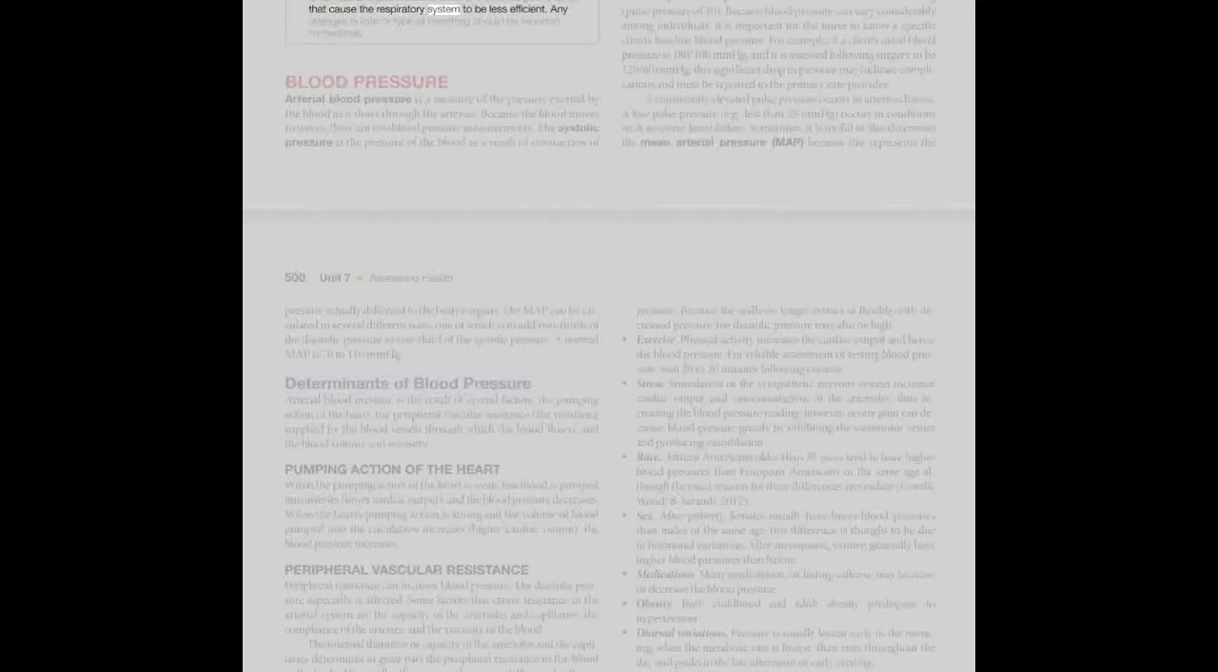the respiratory system to be less efficient. Any changes in rate or type of breathing should be reported immediately.